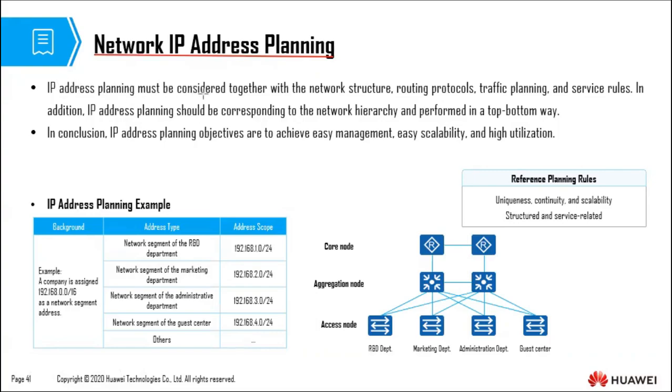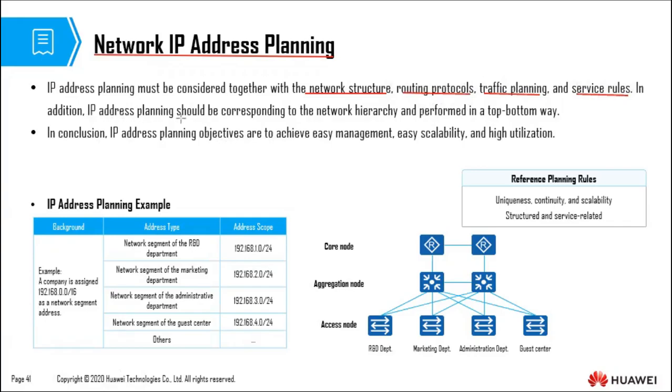So IP address planning must be considered together with the network structure. Network structure is the topology, right? Then also routing, protocols, traffic planning, and service rules. So these are some of the things that we plan. You can look at my HCIP videos to get more information on how this is done.